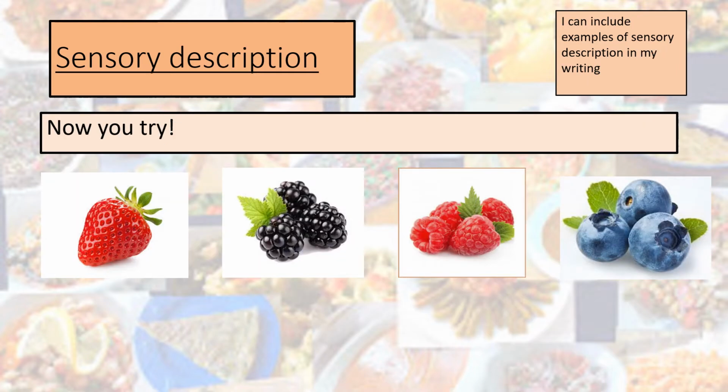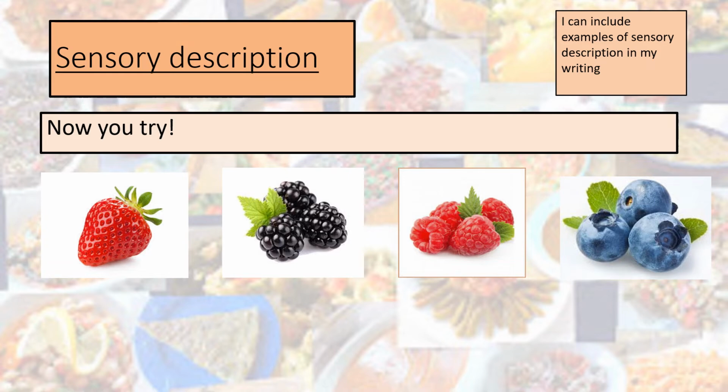I'd like you to have a bash yourself now. You can choose whatever food you want. If you're really struggling for inspiration, it might be worth thinking about choosing one of these berries, because there are some characteristics that they share and then there'll be some that are different. So thinking about what they are, in what ways they are different and in what ways they are the same will help you think about the details that you want to include in your writing.